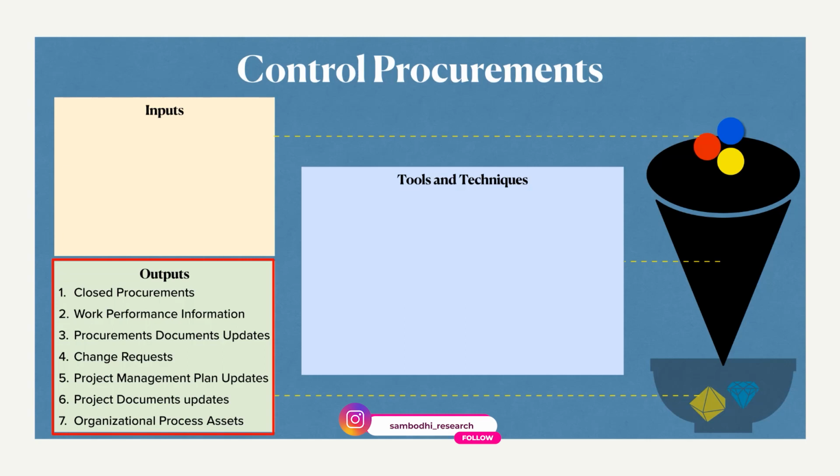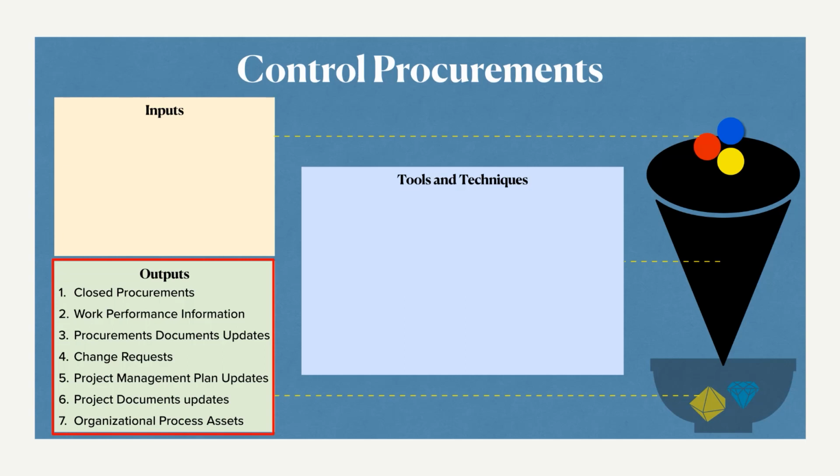When we talk about work performance information, this includes all the quality reports from vendors, and the delivery schedules, whether they are adhered to or not. All such information is there. The procurement documents, like approved change requests for example, or the technical documents from the vendors, are all gathered here. Any change request that is generated through the process is also updated.